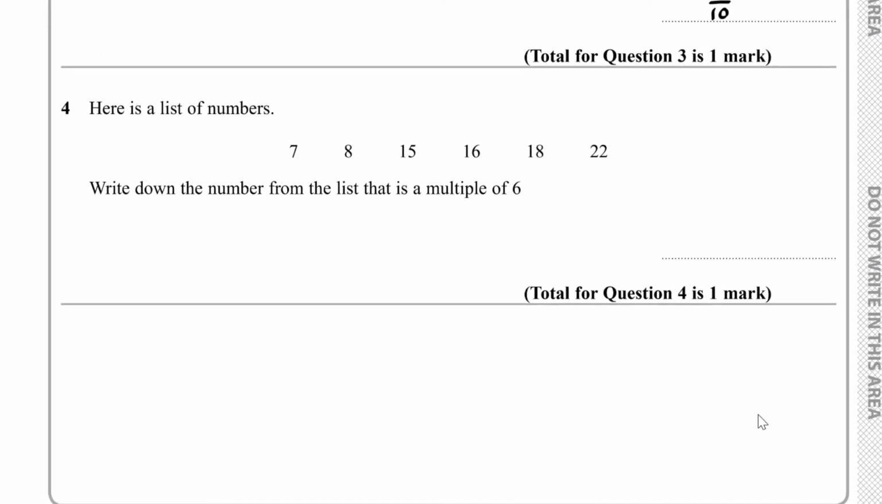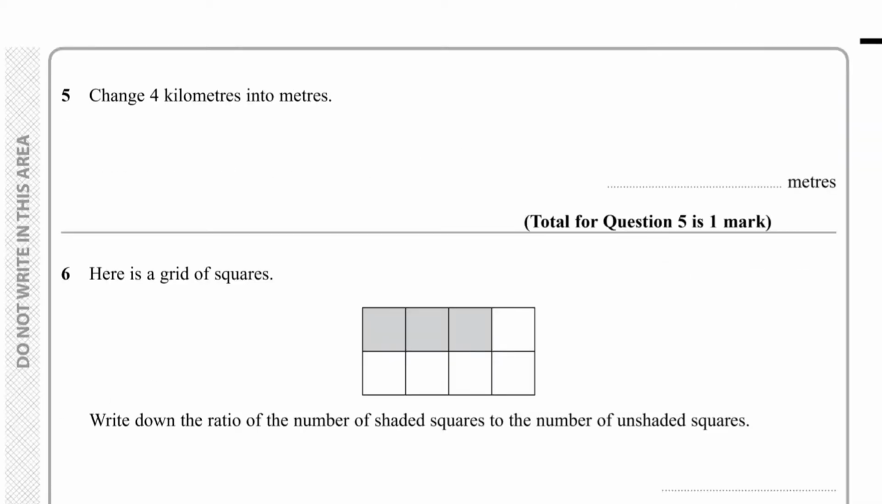Question 4, here is a list of numbers. We have the numbers 7, 8, 15, 16, 18 and 22, and we have to write down the number from the list that is a multiple of 6. Well, we can see here 18 is a multiple of 6.